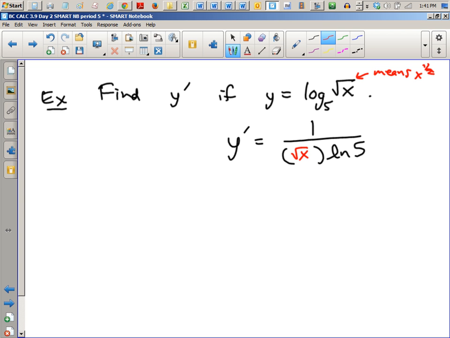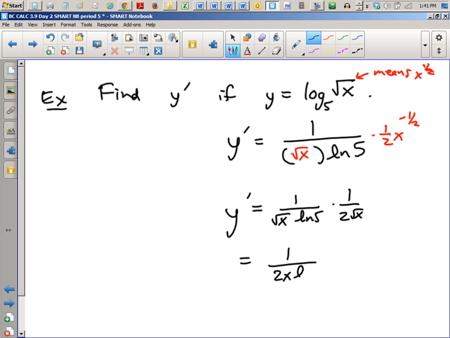So y prime, or the derivative of that, would just be 1/2 x to the minus half. Okay, so the answer is y prime equals 1 over rad x ln 5 times 1 over 2 rad x. You'll notice that rad x is actually combined, and you get 1 over 2x ln 5.